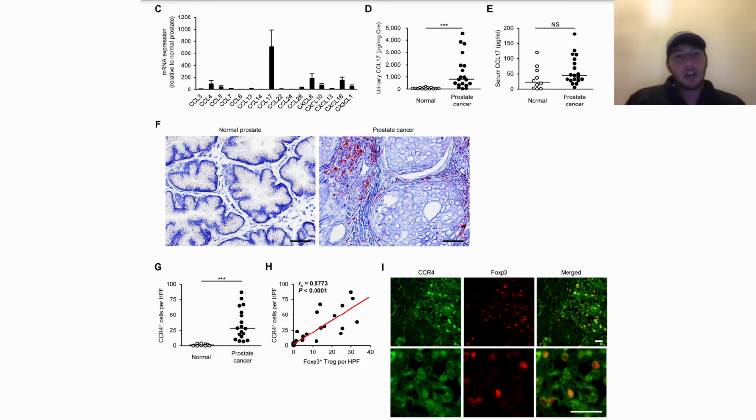Also, again, this is just showing normal prostate versus prostate cancer, and the red dots indicate the amount of regulatory T cells that are present in this prostate with prostate cancer.